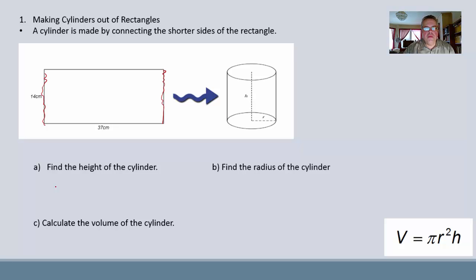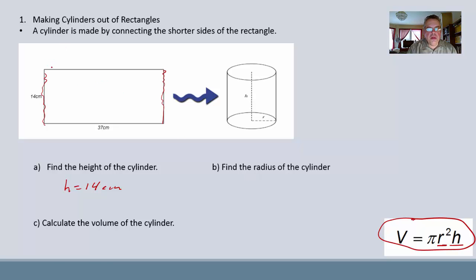Okay, so we want to find the height of the cylinder and the radius of the cylinder. The reason why is if we look at the volume formula down here for a cylinder, in order to compute its volume, we need the radius and the height. So somehow we have to find those two things. Well, when we connect the short edges, the height is going to be 14. The height of the rectangle is the same as the height of the cylinder. So that one is easy. H equals 14 centimeters.